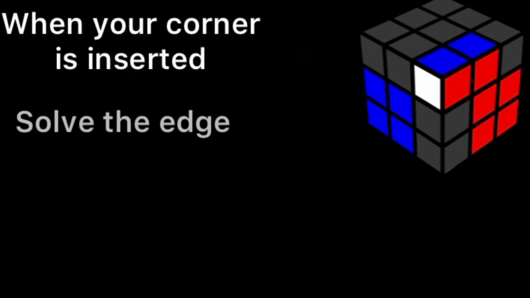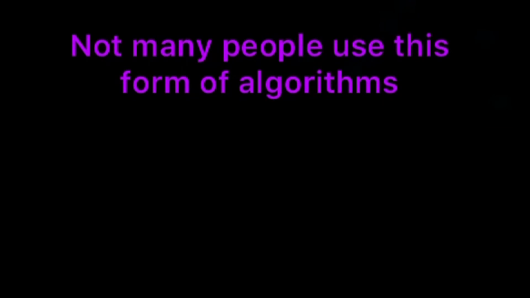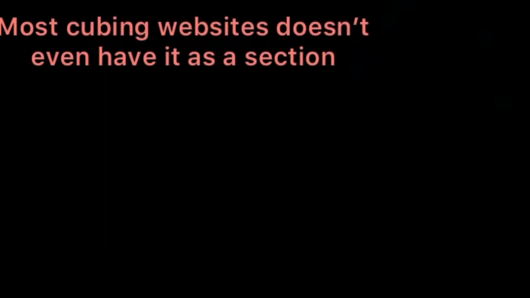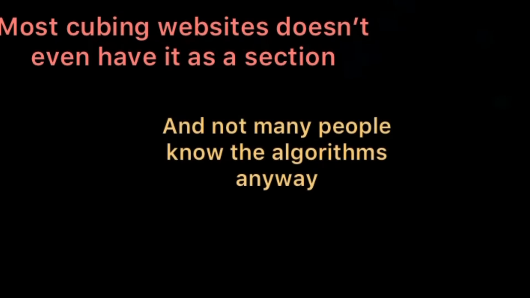The second worst set is BLE, which stands for Brooks Last Edge, and this algorithm set is just strange. This is where, for F2L, when you get to the last pair and your corner is inserted in it, then you can solve the edge while also solving OLL. Not many people use this form of algorithms, but it's just pointless. Maybe you would learn a few, but not the entire set. Most cubing websites don't even have BLE as a section, and nobody really knows the algorithms.